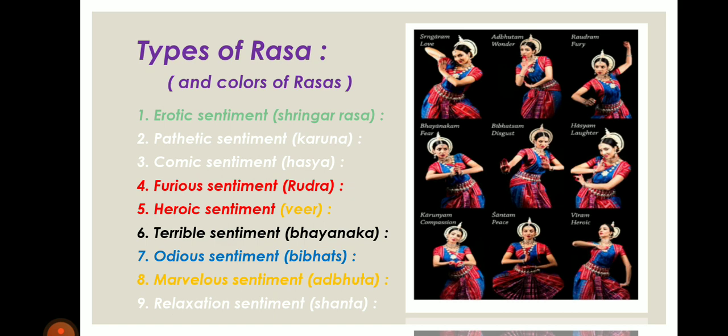Sixth one is terrible sentiment, which is called Bhayanak rasa. The rasa called Bhayanak has fear as its permanent emotion, sthayi bhav. It represents horror or terror, fear, and anxiety. For example, characters of giants and monsters. Black color represents terrible sentiment.